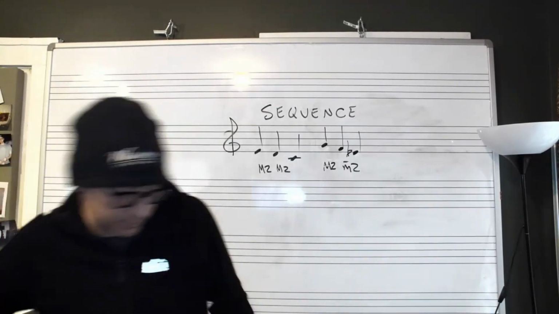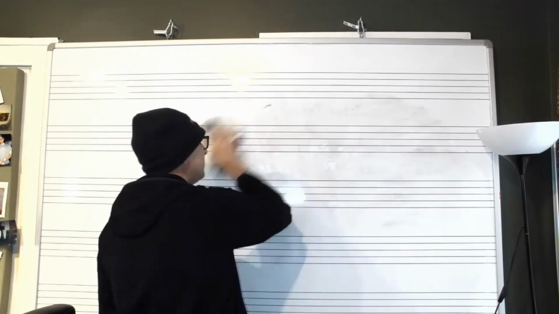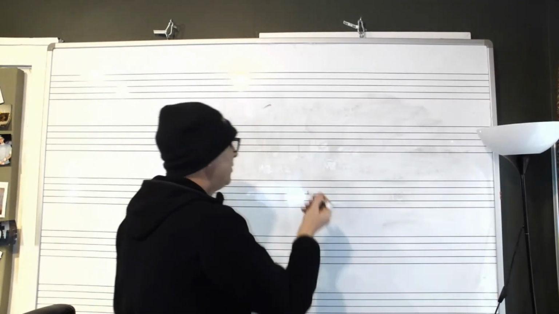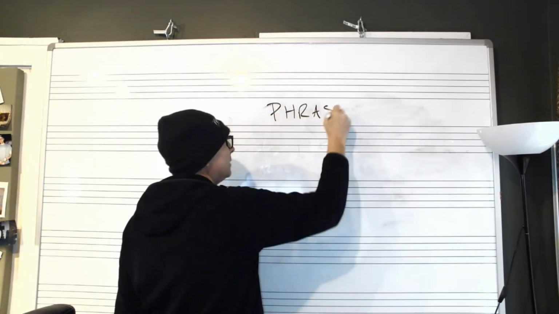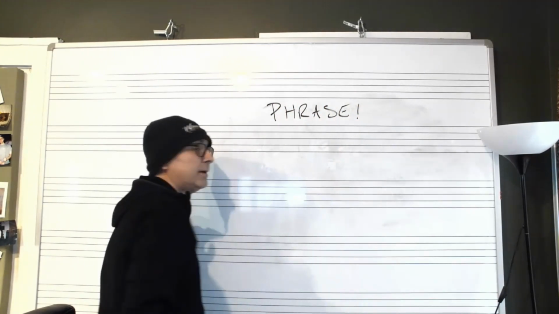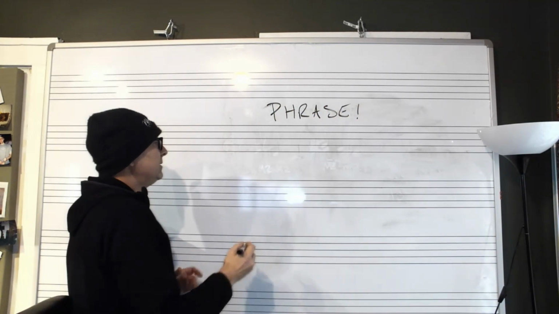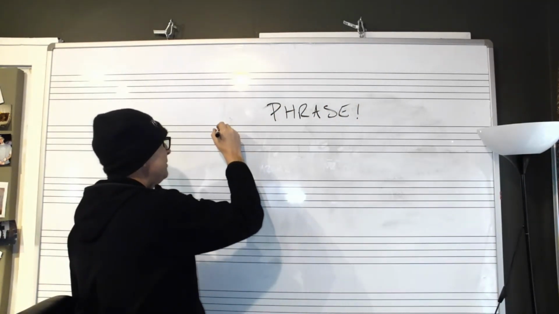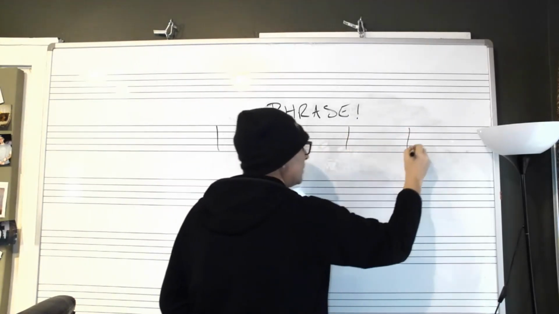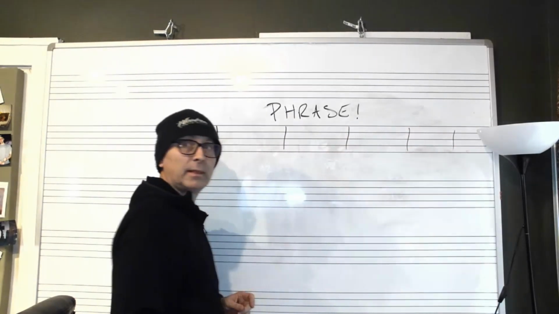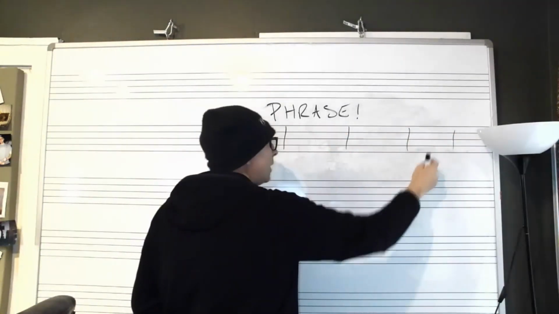Into the notes we go. So we'll get rid of this, because now we're talking about this phrase. Okay, phrase. All right, so suppose we have 4 measures of music. So mark out 4 measures like this. Okay, 1, 2, 3, 4.